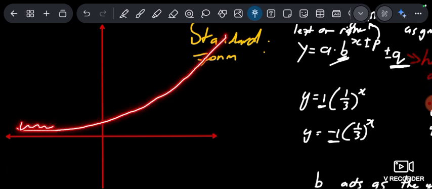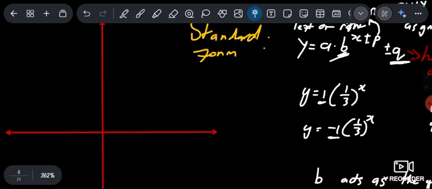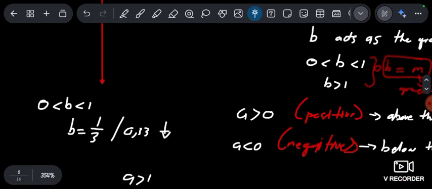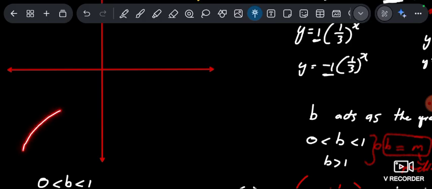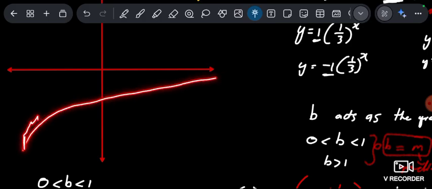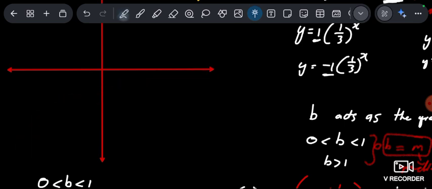If you go over here, it's like you're climbing. Your gradient is doing what? It is increasing, right? Now, if you go over here and say, how is my graph going to look if my B is greater than 1 and my A is negative, meaning below the x-axis? How am I going to show that my gradient is increasing? You do this over here. Because if you go from here all the way, it's like you're climbing. What is your gradient doing? Your gradient is increasing, right?